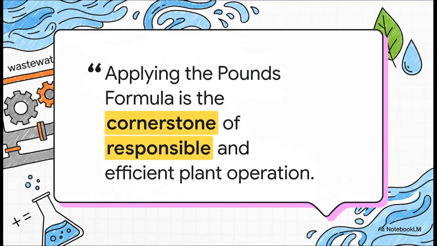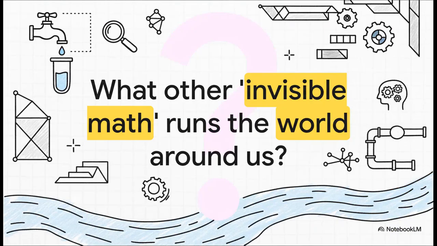And this quote really sums it all up. This isn't just some problem from a math textbook. Getting this formula right is the fundamental duty of a professional operator. It's what allows them to run their plant efficiently and to protect our environment responsibly. So a simple multiplication problem is one of the key things ensuring our water is safe and our rivers stay clean. It kind of makes you wonder, doesn't it? What other elegant, invisible formulas are running in the background, shaping the world we live in every day?